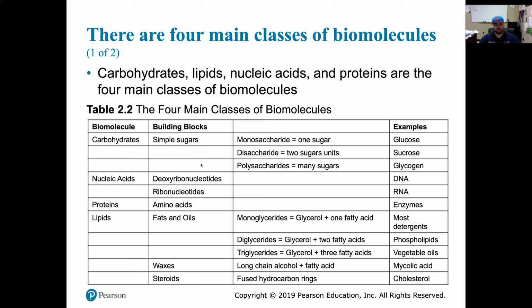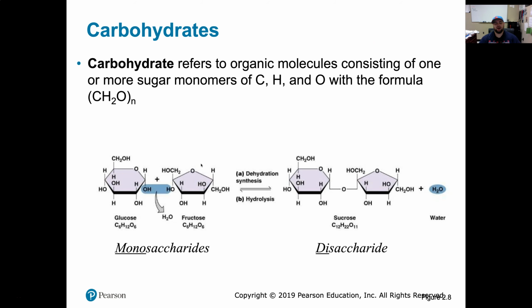So if I were to ask you what's the monomer of a lipid, technically nothing. There isn't one. If I were to ask you carbohydrates, you could say a simple sugar or a monosaccharide. If I asked you nucleic acids, which are DNA and RNA, the building blocks are nucleotides. And then if I asked you proteins, the building blocks are amino acids. So we'll go through all of these and talk a little bit about each of them. So the first one, carbohydrates.